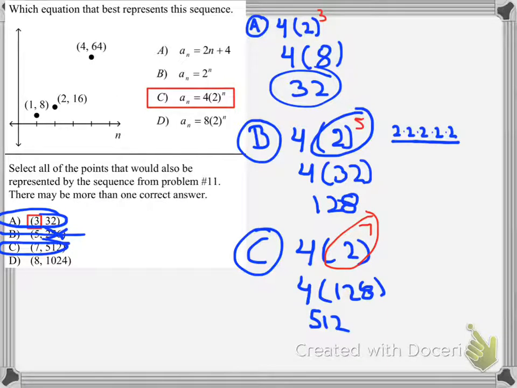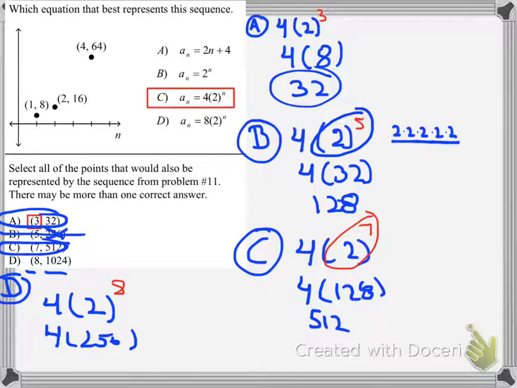And now let's do letter D. For letter D, we're going to plug in an 8 and see if it gives us 1024. So it'll be 4 times 2, and instead of the exponent will be an 8. That will give me 2 to the 8th power, which is 256. So that's 4 times 256. And that will give you 1024. So therefore your answers will be A, C, and D.